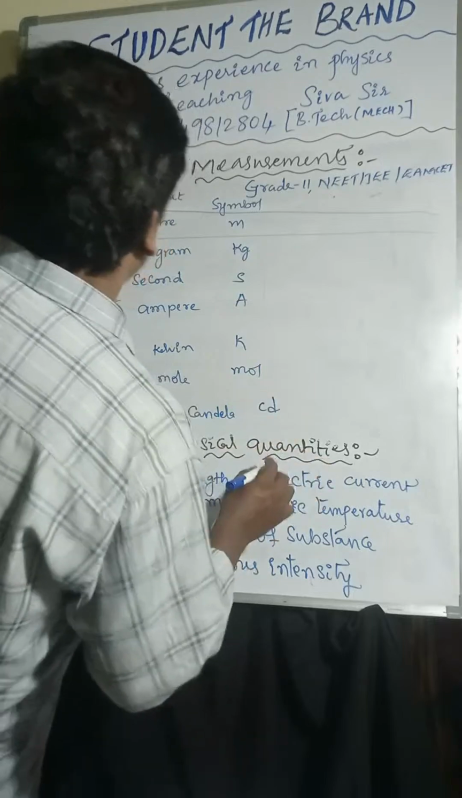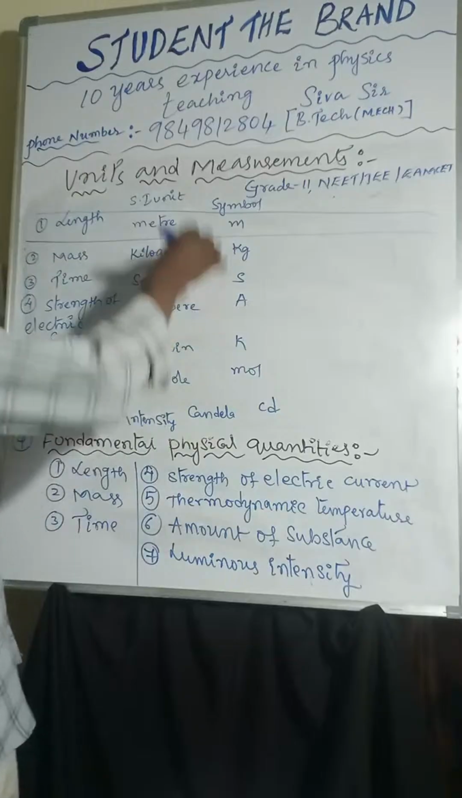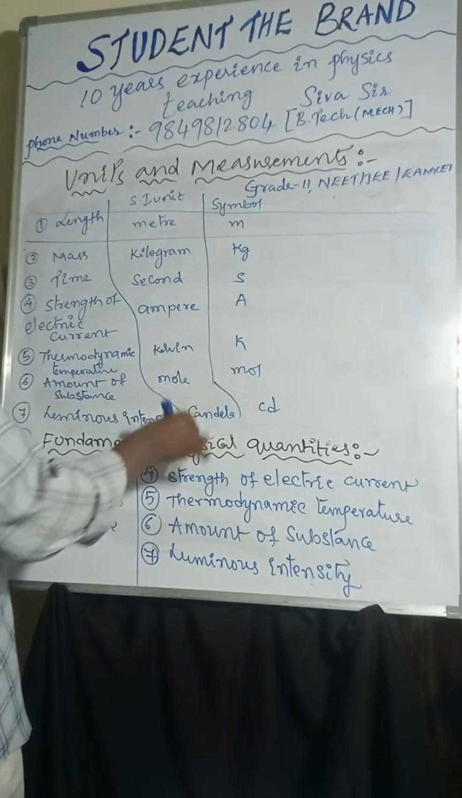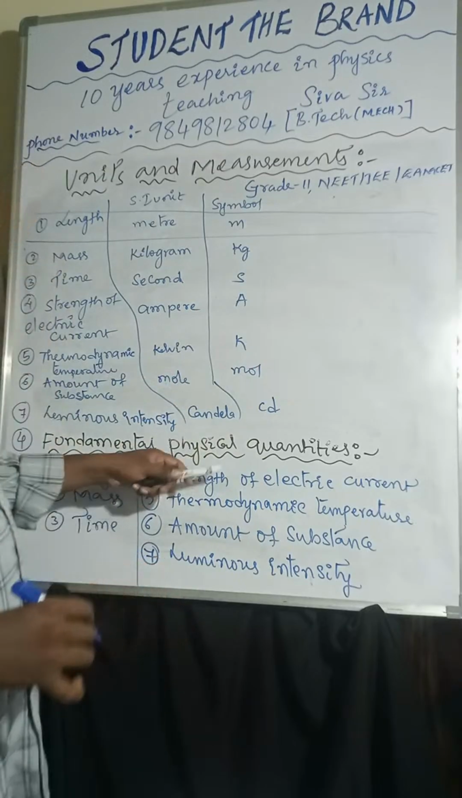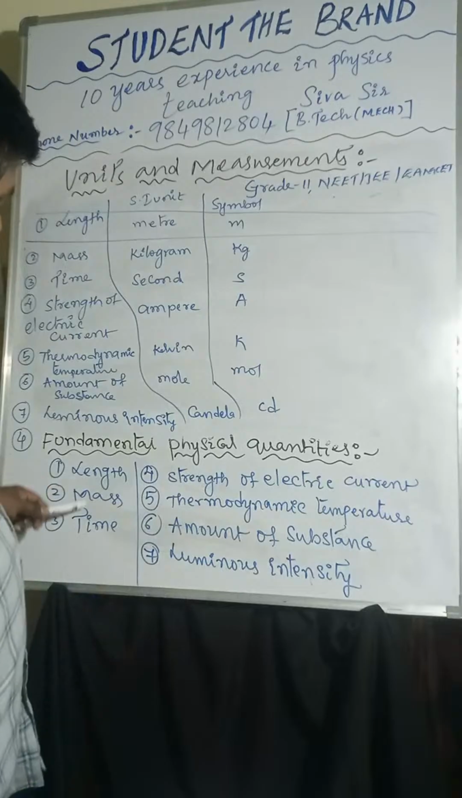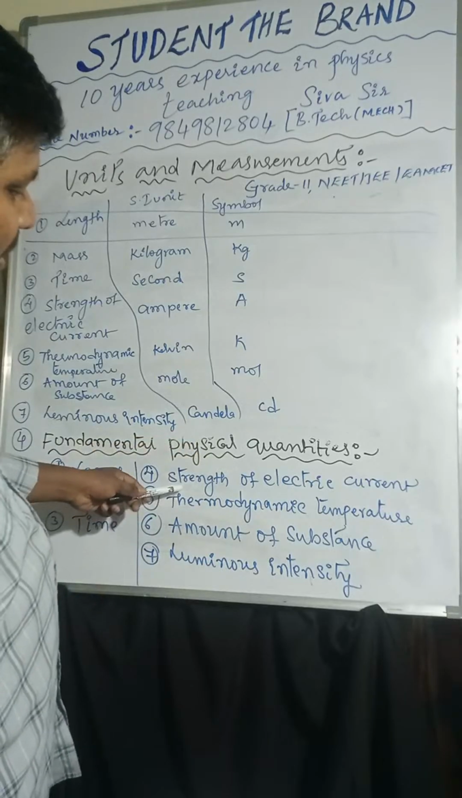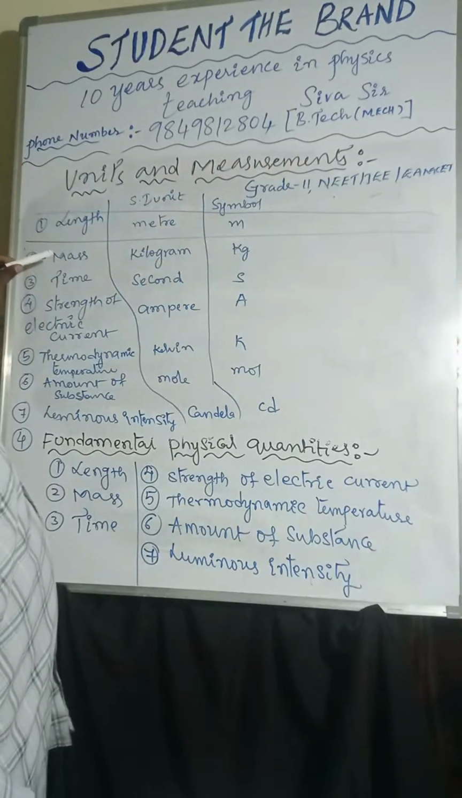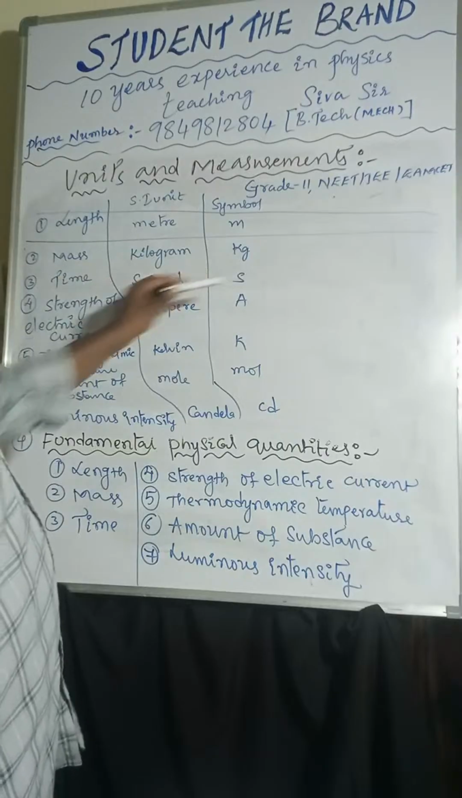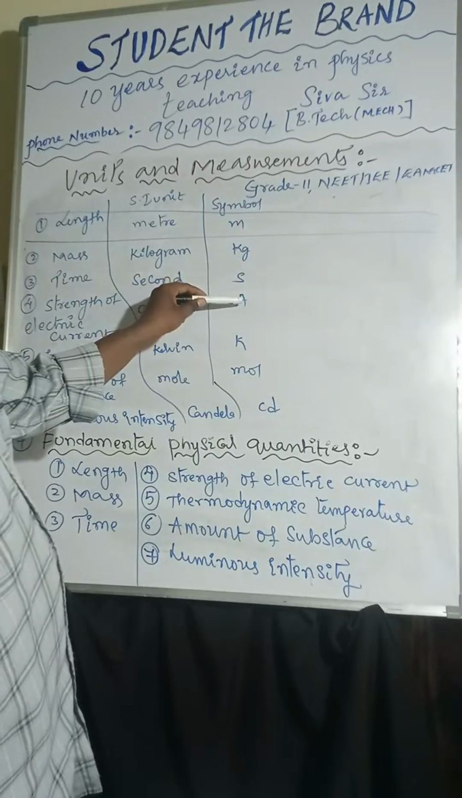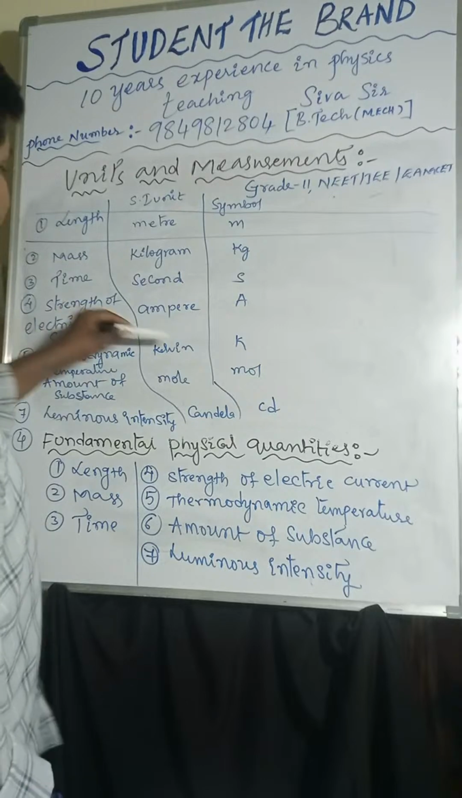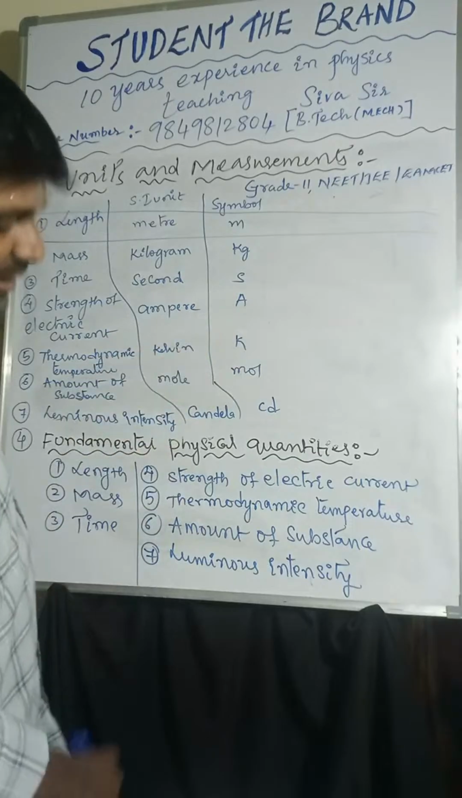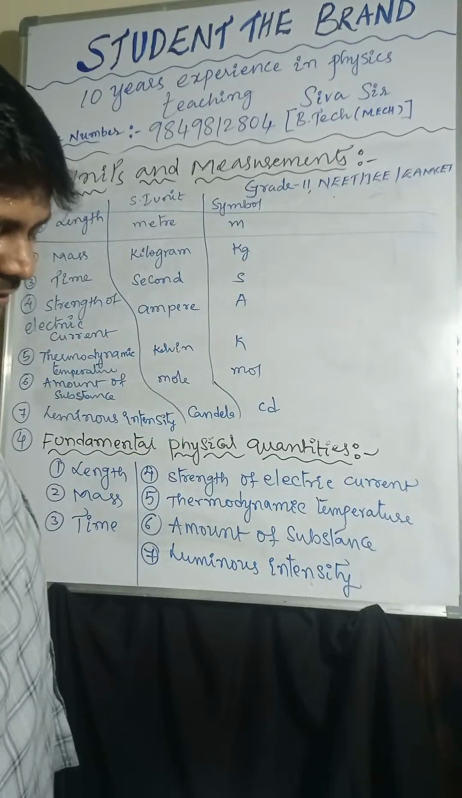So these are the seven fundamental physical quantities, their SI units and symbols. Length is meter, symbol m. Mass is kilogram, kg. Time is second, s. Strength of electric current is ampere, capital A. Thermodynamic temperature is Kelvin, K. Amount of substance is mole, mol. Luminous intensity is candela, cd. Okay, so we are going to the next one.